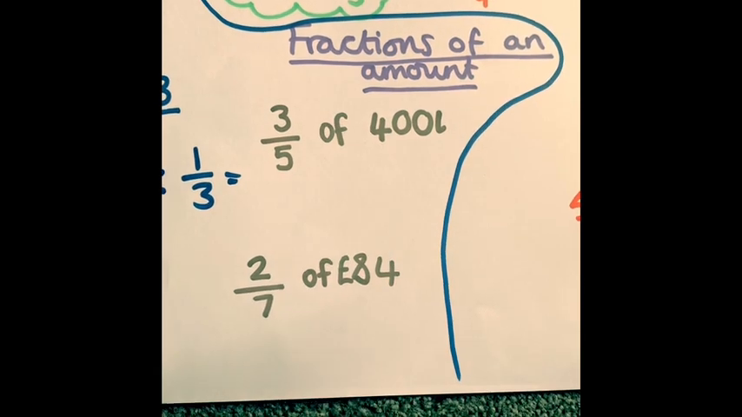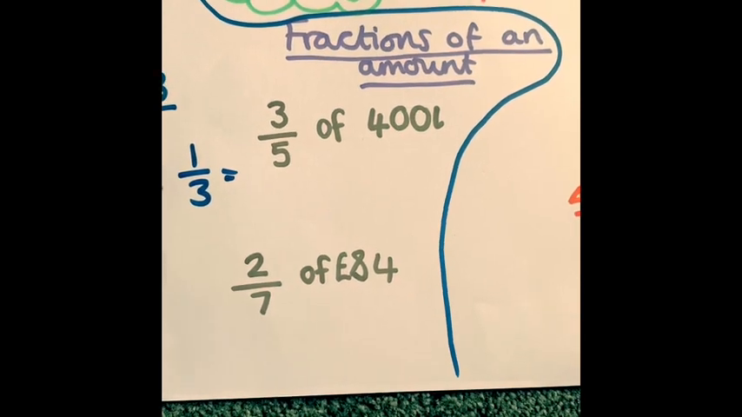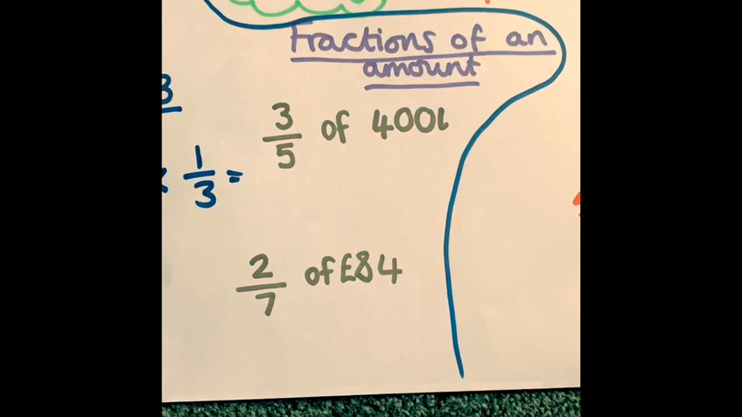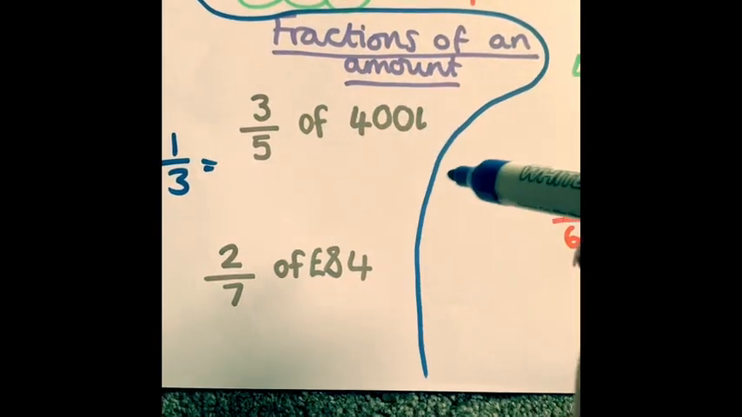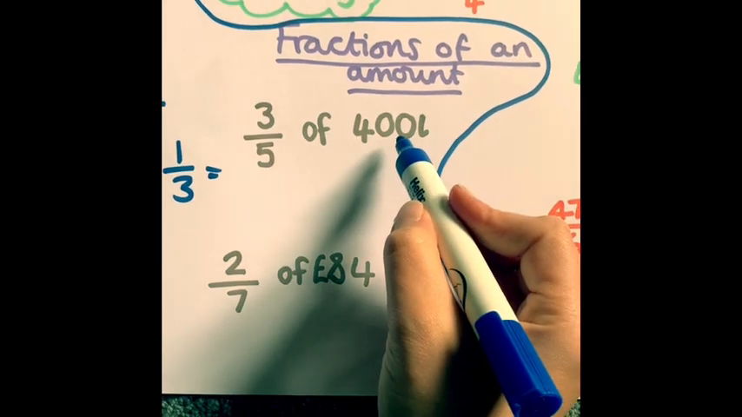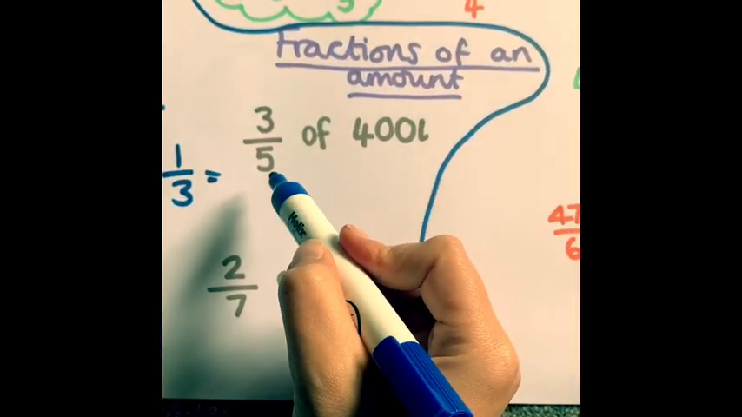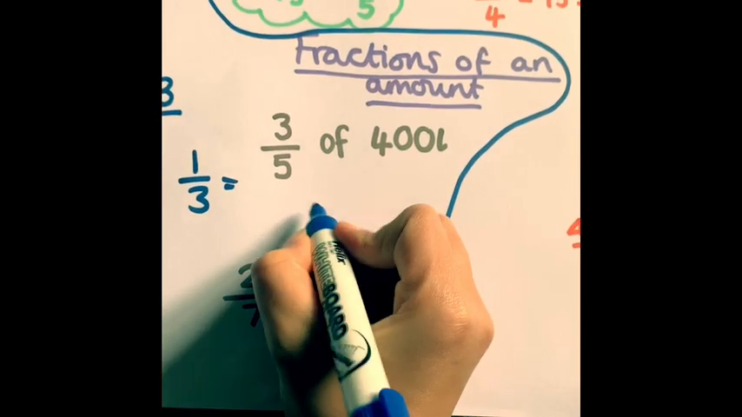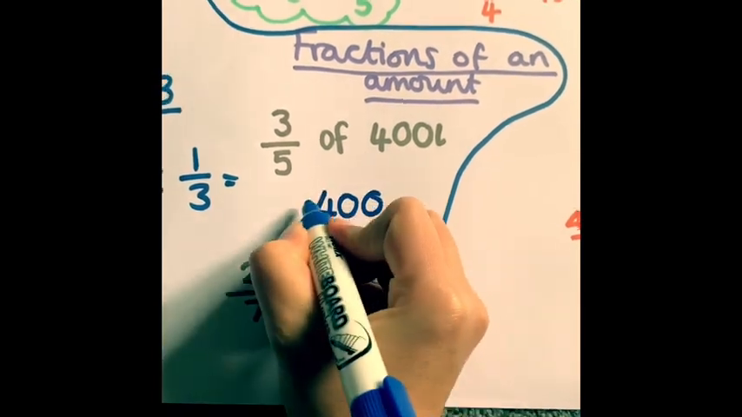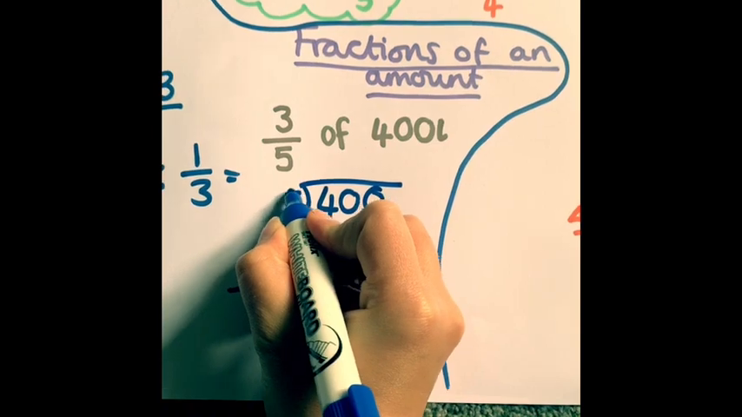And last but not least, we've got fractions of an amount. This has been used in context with measurements, so litres, pounds, and they've used a bit of bar model as well. So I'm just going to give you the basics of how to do it. What we have to remember is we divide by the denominator, we times by the numerator. So the first thing we're going to do is divide by the denominator. Obviously, if we don't know, we can use bus stop.